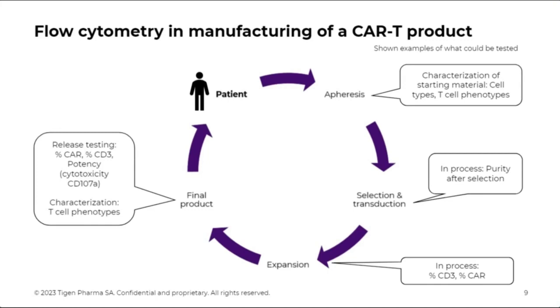For the final product, this is probably where you find the most testing, I would say. First, you need to do release testing in order to release the product back to the patient. Flow cytometry is commonly used to look into the percentage of CAR T cells, and you may have, for example, a potency assay detected by flow cytometry, looking into cytotoxicity and upregulation of CD107a, just as an example.